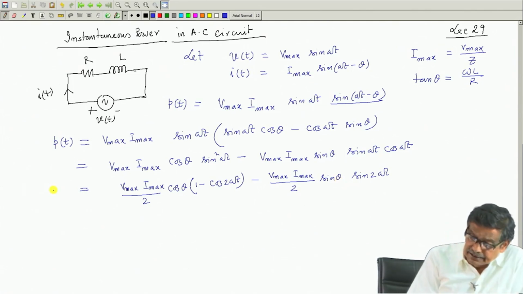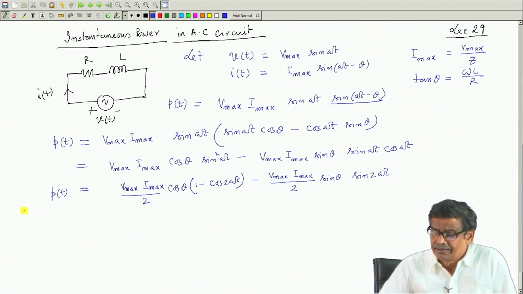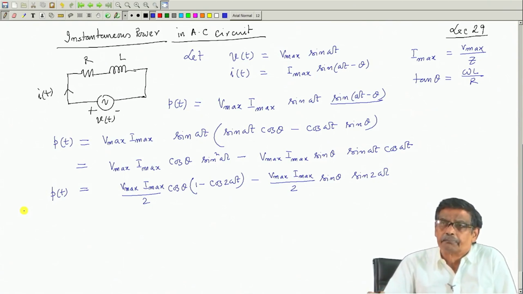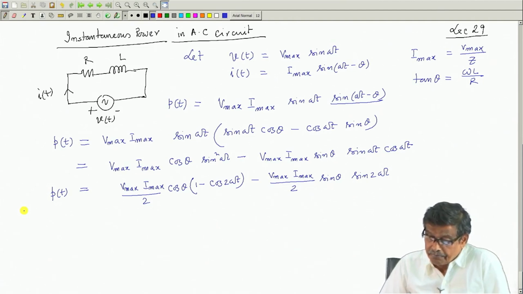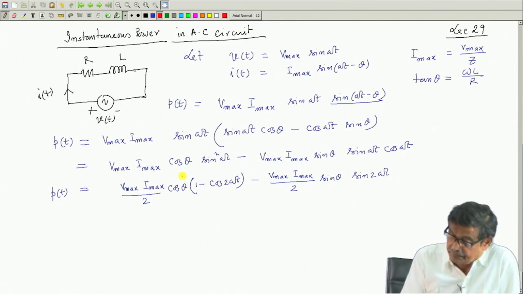Now, this instantaneous power is cleverly broken up into two components just by simple trigonometric manipulations. Now, look at the first term very carefully, this term.